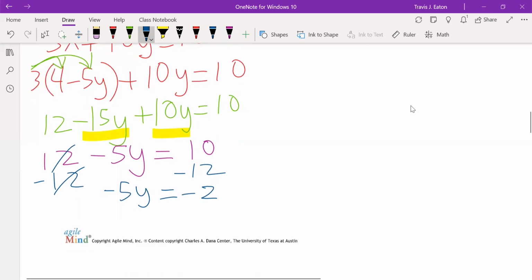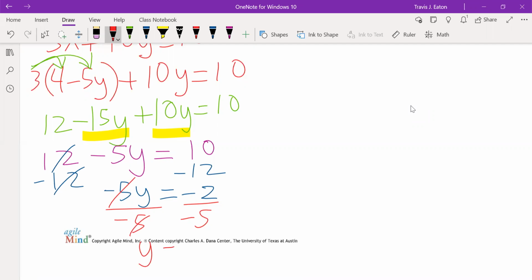And then my last step, I believe, would be to divide both sides by negative 5, and those cancel each other out, and y equals negative 2 divided by negative 5. That's going to be positive 2/5. Or let's see here, 2 divided by 5 is 0.4. So depending on what's going to work out best, 0.4.